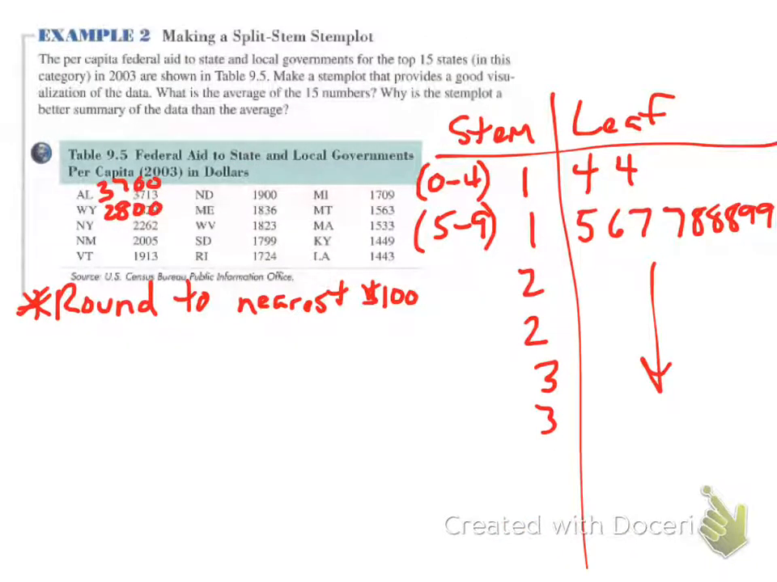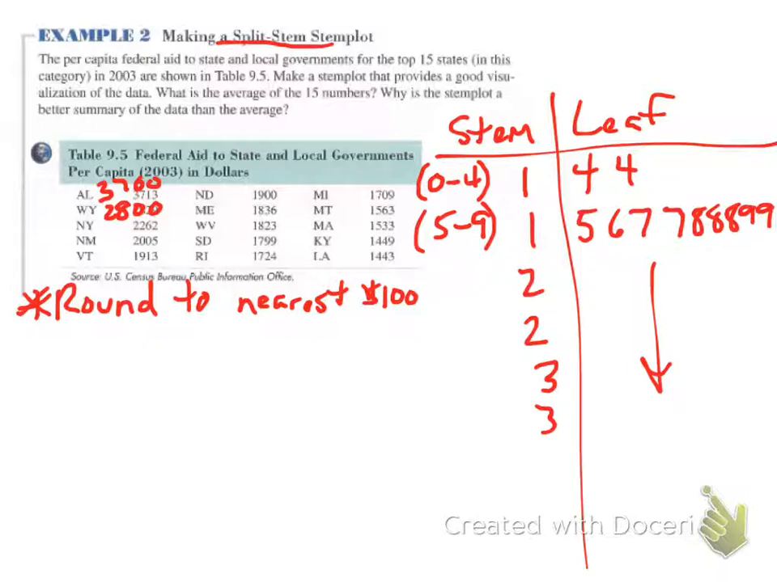Now, same thing over here, okay, except this time we're going to make something called a split stem plot. So we have our stem and leaf plot, and by the way, what we want to do here is round to the nearest $100. Okay, if you read the problem, it's the per capita federal aid to state and local governments for the top 15 states in that category. Okay, they want a stem plot that provides a good visualization of the data.